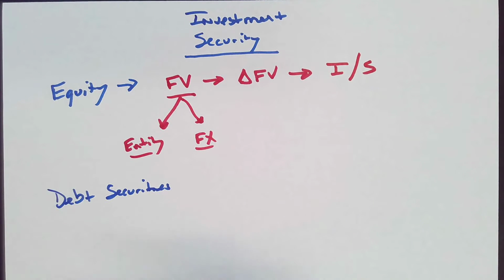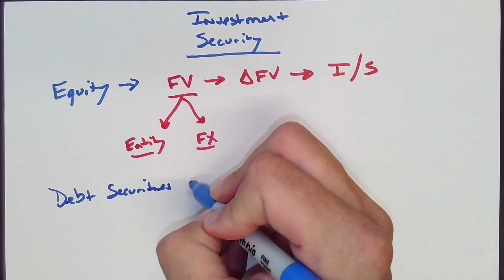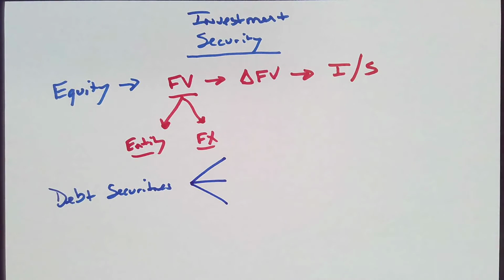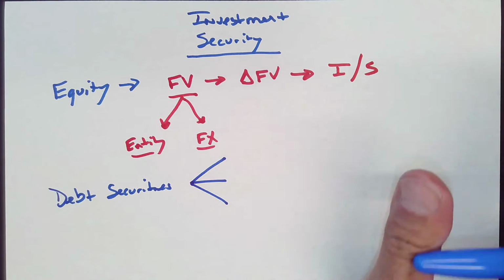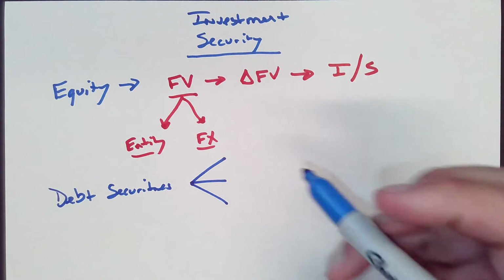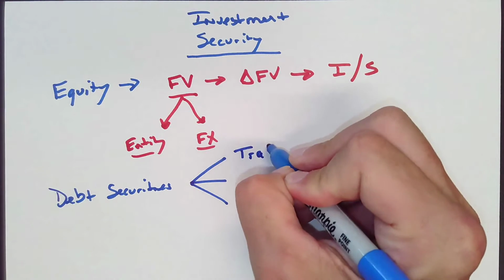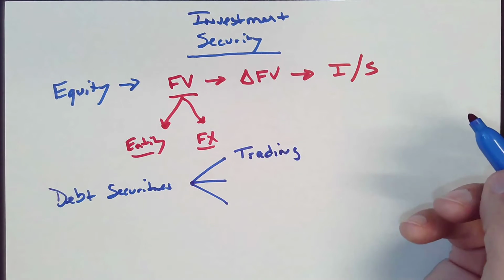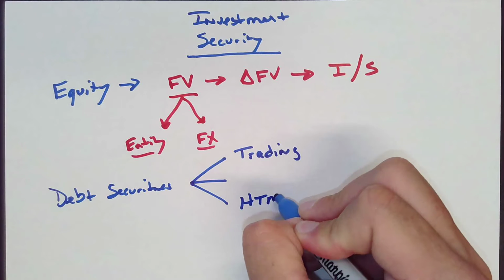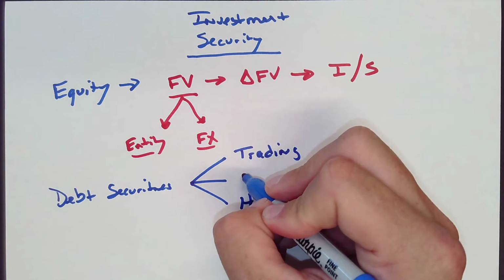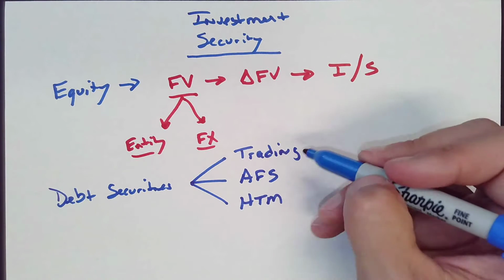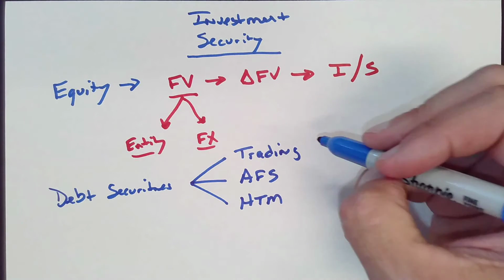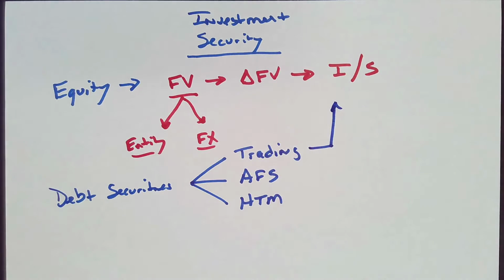So, how do we handle debt securities? Well, it depends on which portfolio you're looking at. Right? And we had 3 portfolios that you learned in your previous course. We had trading, we had held to maturity, and we had available for sale. Now, trading securities, that's easy, right? That has the same accounting as your equity securities. Fair value, change in fair value go through the income statement.